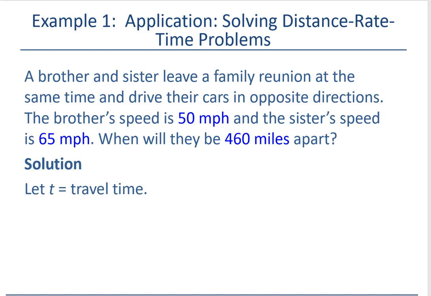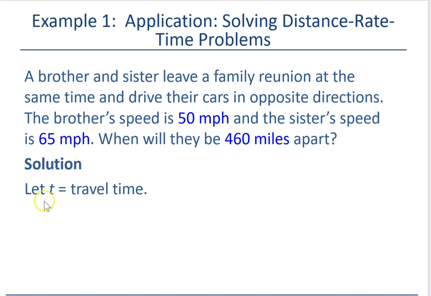A brother and sister leave a family reunion at the same time and drive their cars in opposite directions. The brother's speed is 50 miles per hour, and the sister's speed is 65 miles per hour. When will they be 460 miles apart? Let t equal travel time.